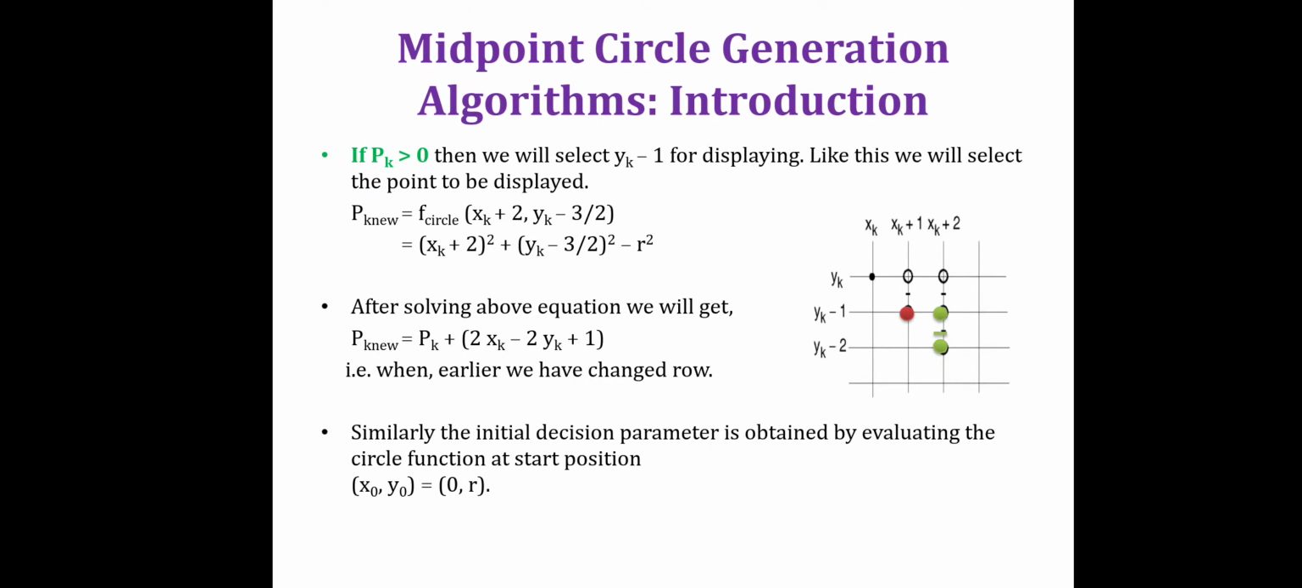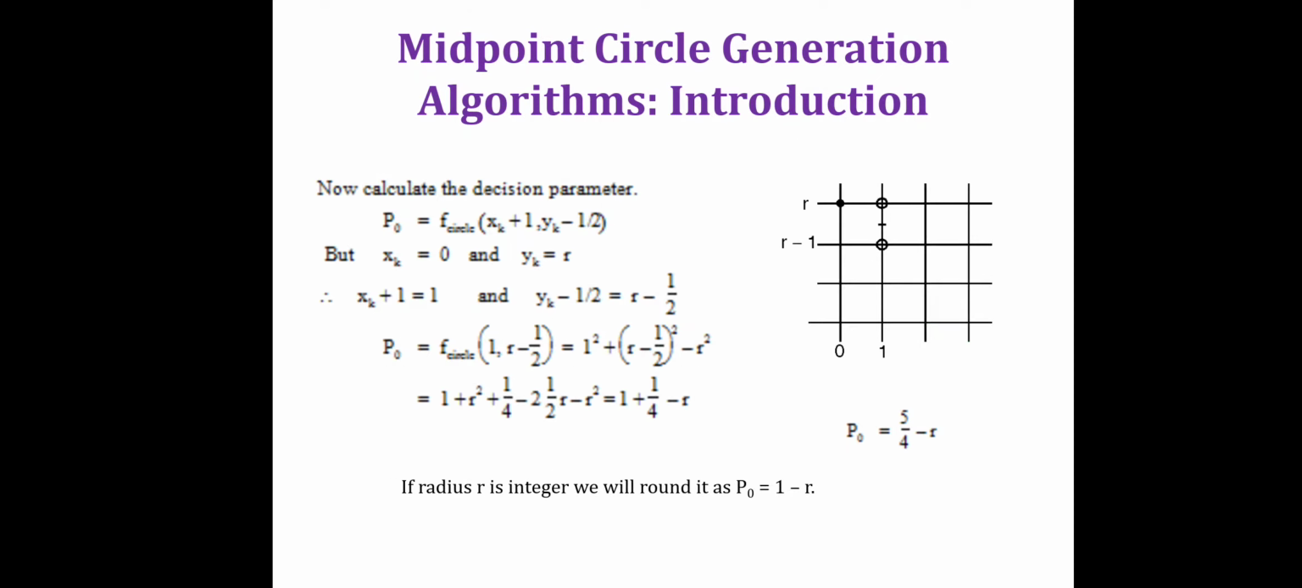With this value (0, r) we are finding our initial decision parameter, which is the first midpoint. You can see here this is my first midpoint, right? So the equation of this first midpoint will be (xk + 1, yk - 1/2). I will put here xk, which is 0, and y is r, that is the radius. So what will be xk + 1? 0 + 1, that is 1. And yk - 1 means r - 1/2.